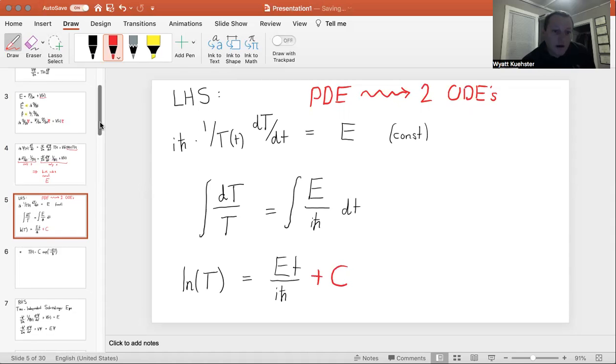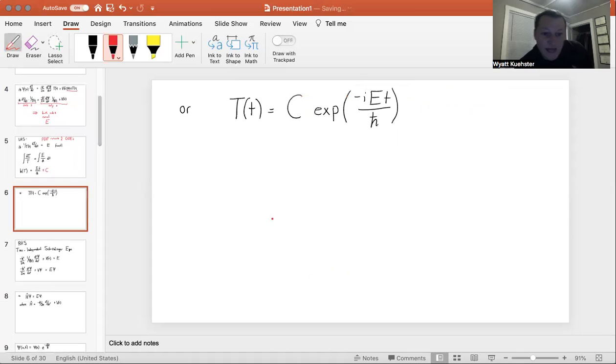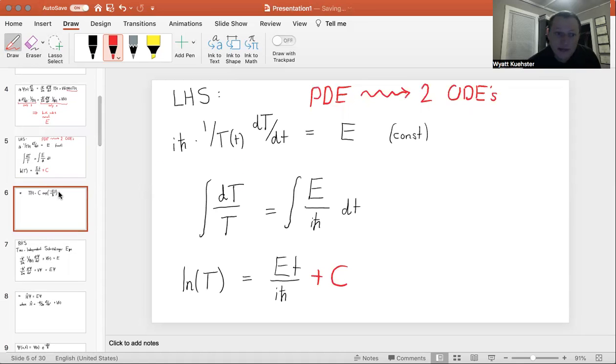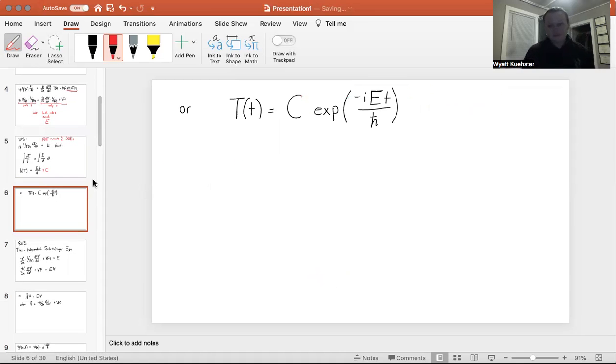And then I exponentiate both sides. I get T equals C e to the minus iEt over h bar. Sorry, I changed my 1 over i to a minus i. But that's what I get for big T.